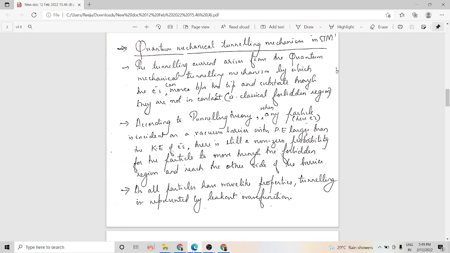Hi students, in today's session we are going to discuss the quantum mechanical tunneling mechanism in STM, or how the tunneling current arises in the STM, and its explanation is given on the basis of the principles of quantum mechanics.